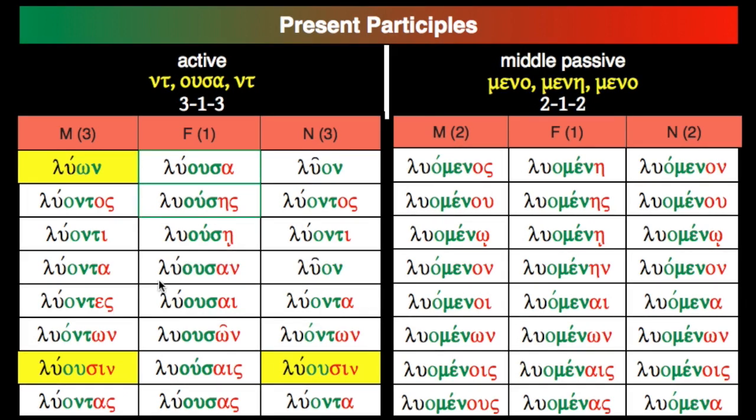Now, if it's referring to a feminine subject, it would be luusa. If it's referring to a masculine subject, it would be luon. But in English, just "loosing." Okay? So almost like too much information. That's our problem here with the Greek.